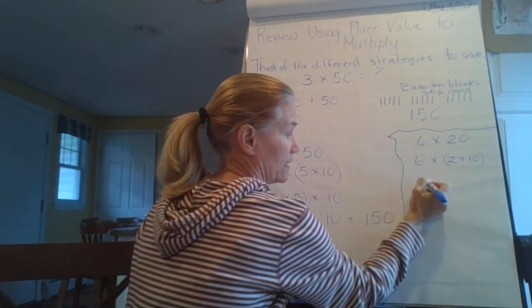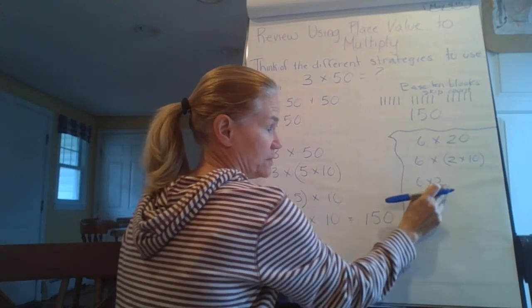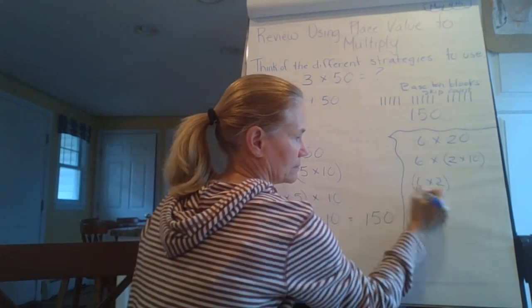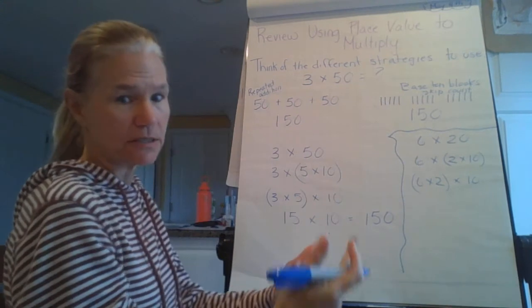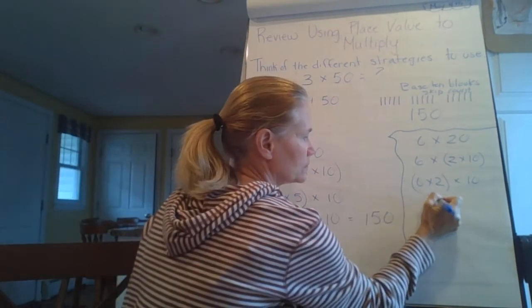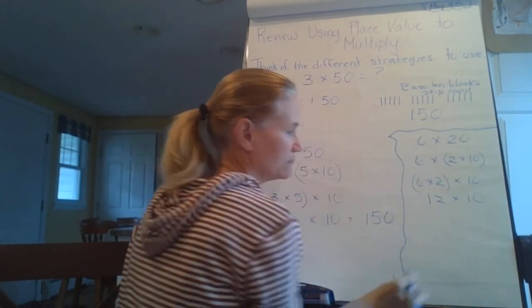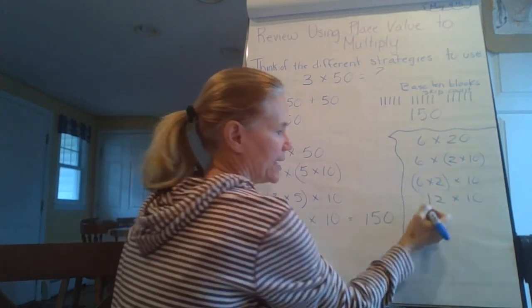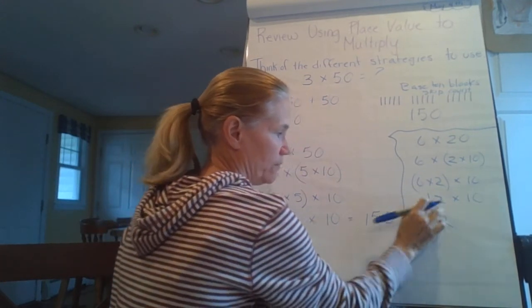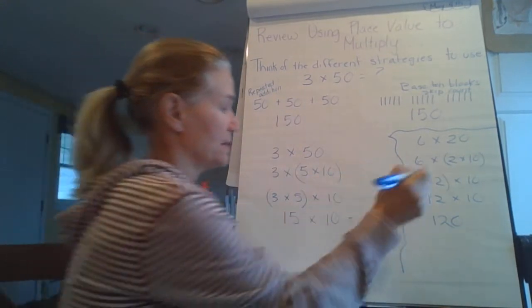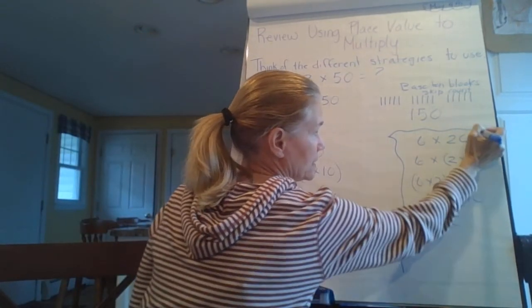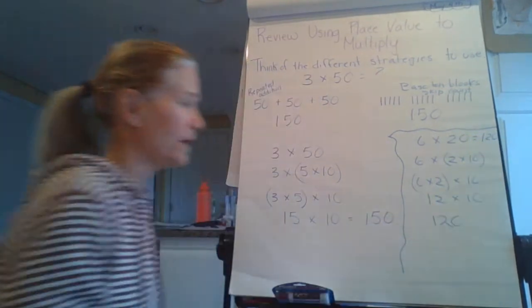Well, now I can think of my simple fact, 6 times 2, and then times your 10. 6 times 2, 6 plus 6, your double facts, 12, times 10. Anything times 10 is itself, 12, add a 0. So 6 times 20 is 120.